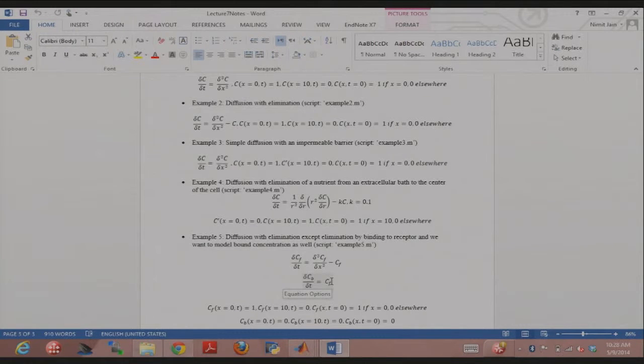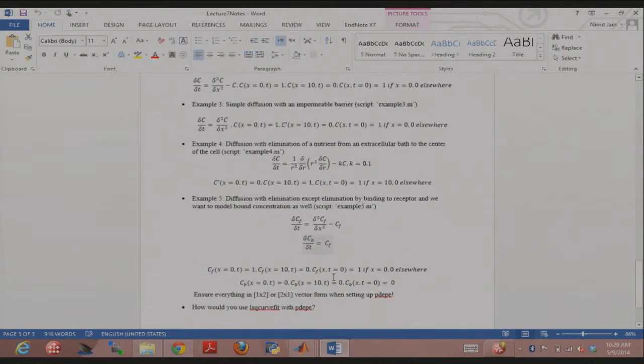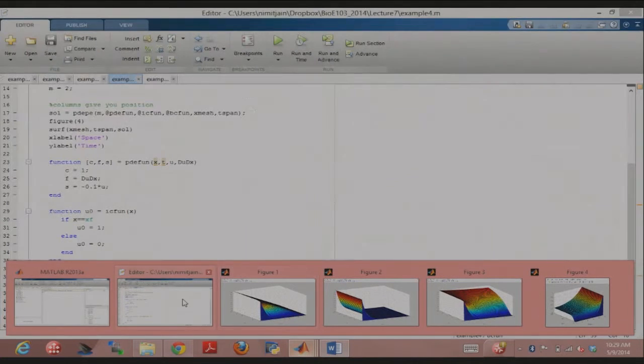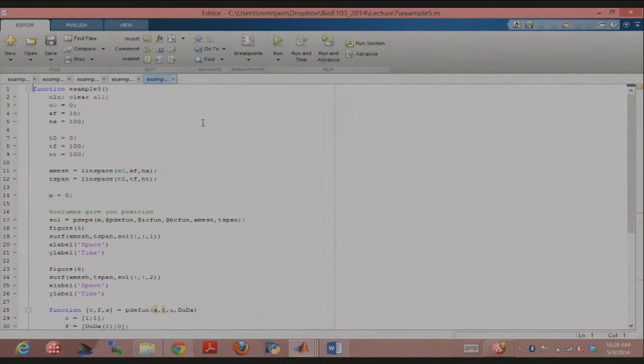So you're having del CB over del T is CF, which means that stuff is getting eliminated from the blood into tissue, for example, and getting accrued in tissue over time. We haven't modeled an elimination term in tissue, but you could put in another term if you wanted to. The main point of showing this example is to say how you could model two partial differential equations, two variables at the same time.